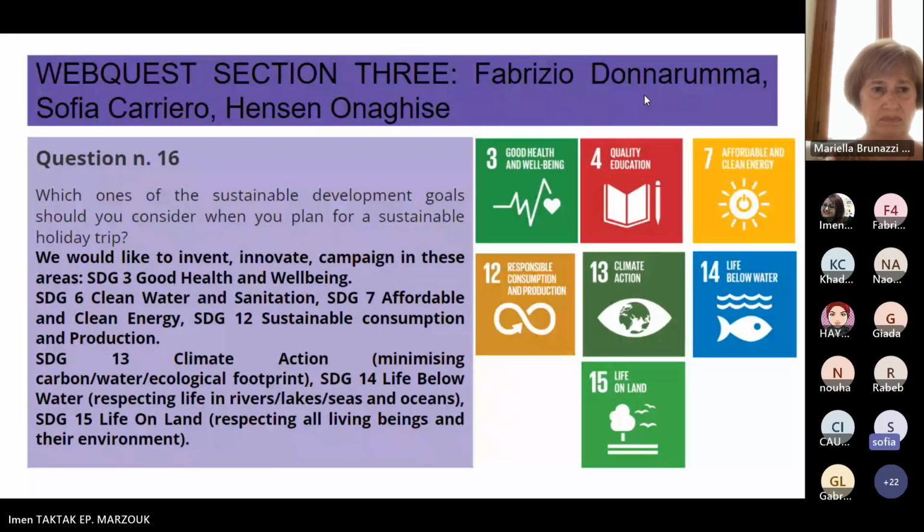Which of the Sustainable Development Goals should you consider when you plan for a sustainable holiday trip? We would like to innovate the company in these areas: SDG 3, good health and well-being; SDG 6, clean water and sanitation; SDG 7, affordable and clean energy; SDG 12, sustainable consumption and production; SDG 13, climate action; SDG 14, life below water; SDG 15, life on land.